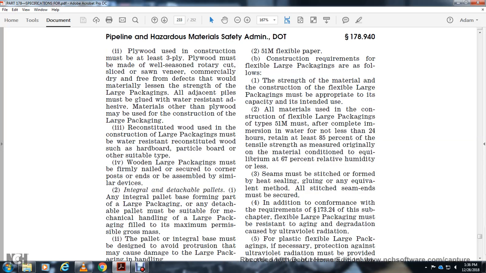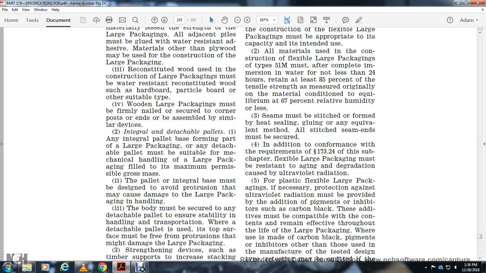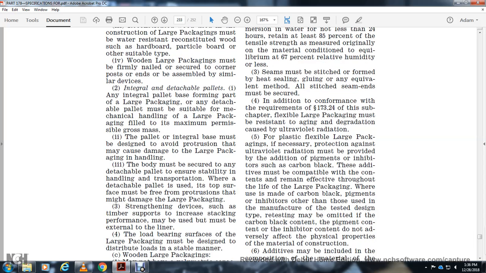Integral or detachable pallets. Integral pallets may form part of the large packaging. Any detachable pallets must be suitable for the mechanical handling of the large packaging filled to its maximum permissible gross mass. The pallet or integral base must be designed to avoid protrusions that may cause damage to the large packaging in handling. The body must be secured to the detachable pallet to ensure stability in handling and transportation. Where a detachable pallet is used, its top surface must be free from protrusions that might damage the large packaging.